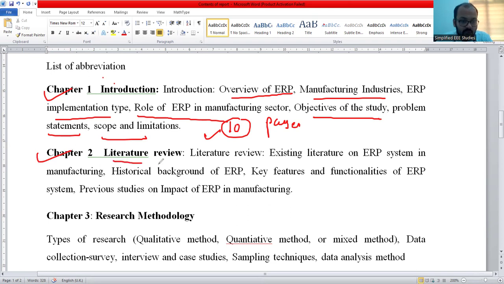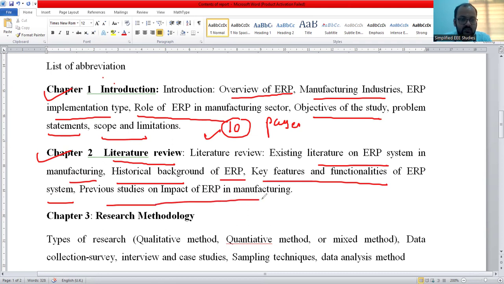Chapter 2, literature review. For example, what are the data? How did you collect the data? How did you collect the information? What is the present existing research available? What are the different authors and what have they done till now related to ERP? Existing literature on ERP systems in manufacturing, historical background of ERP, key features and functionalities of ERP systems, and previous studies on the impact of ERP in the manufacturing sector.